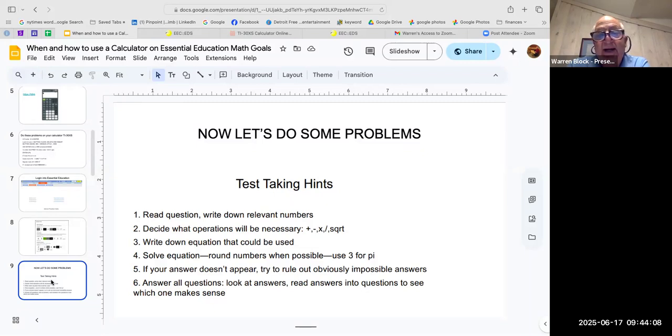If it's giving a rounded answer, you can use 3 for pi, otherwise use pi since we have the luxury of that key. If your answer doesn't appear, try to rule out obviously impossible answers. And finally, answer all the questions, look at the answers, read answers into the question to see which one makes sense.